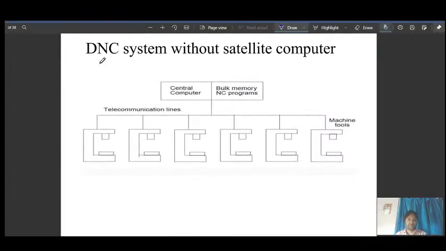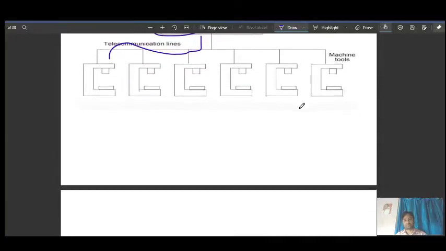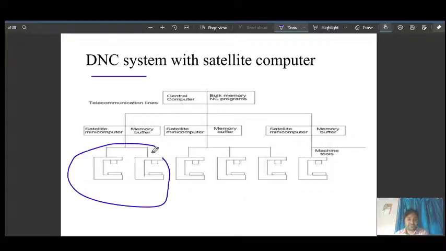So this one, DNC without satellite. As you can see, all the machines are directly connected to the central computer. And with the DNC, as you can see, these two machines are connected with the satellite mini computer, because this one also has bulk memory, but this one also has memory, not that bulky, but enough for these two machines.